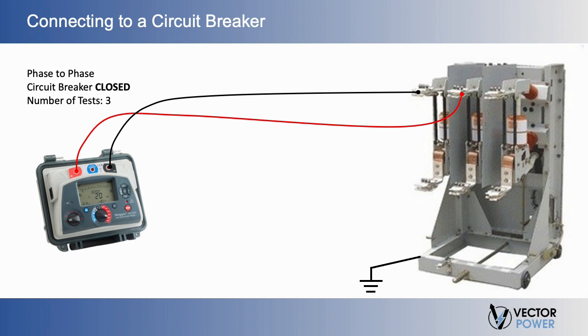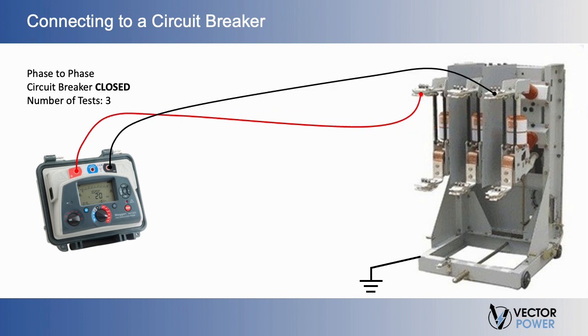For our last set of measurements, we will look at phase to phase. And once again, the breaker is in the closed position, and there will be a total of 3 tests performed. First, we measure from phase 1 to phase 2, as seen here. Next, we will measure from phase 2 to phase 3, as seen here. And finally, we will measure from phase 3 to phase 1, as we see here.